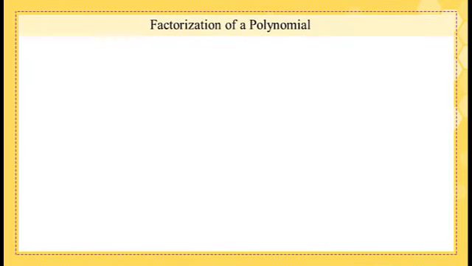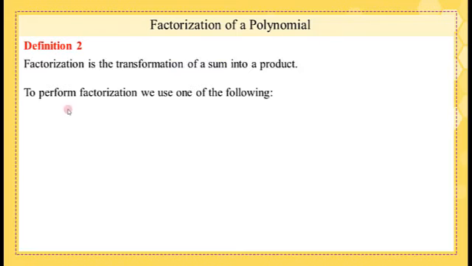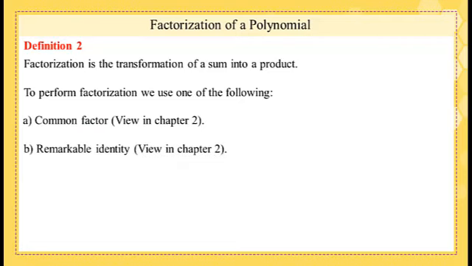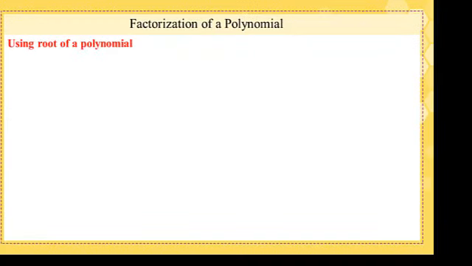Factorization of a polynomial. Definition: factorization is the transformation of a sum into a product. To perform factorization, we use one of the following. A, a common factor. It is explained in Chapter 2. B, remarkable identity. Also it is explained in Chapter 2. C, root of a polynomial. Using root of a polynomial.